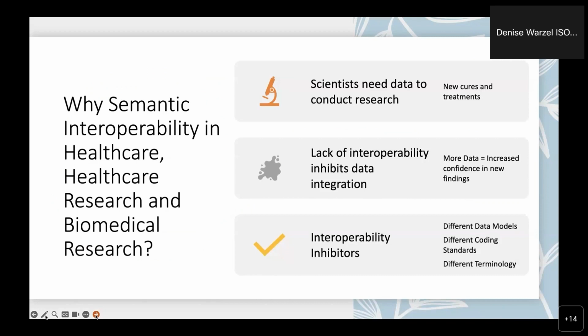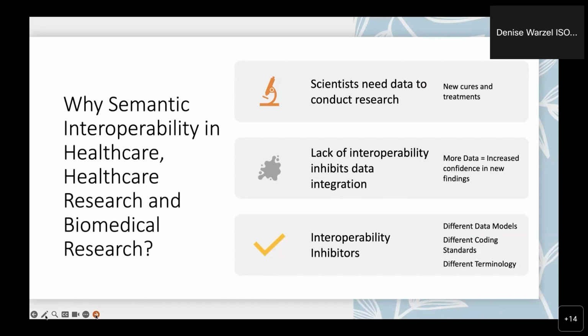So you might ask, why do you need semantic interoperability in healthcare research and biomedical research? This shouldn't be a surprise: scientists need data to conduct research, and that research can drive new cures and treatments. And so it's vitally important to the health of our nation and internationally. Currently, there is a lack of interoperability. A lot of domain-specific studies are done, and yet the data that is so important and expensive to collect is not easily shared or integrated.